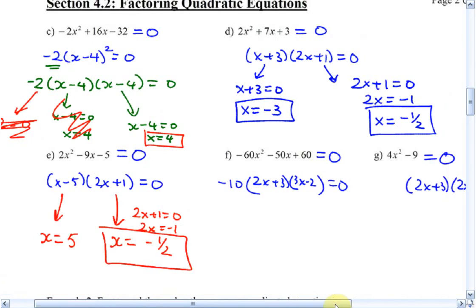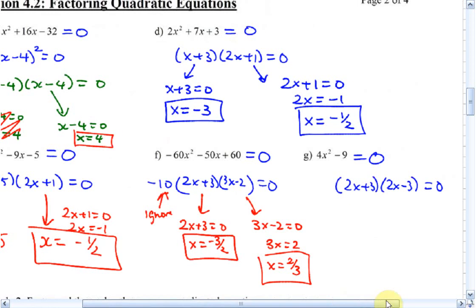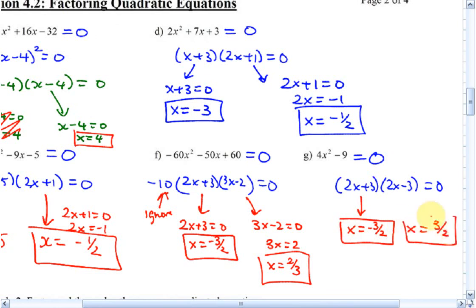Next one, F. Once again, that negative 10, ignore. It doesn't make a difference. So just solve 2x plus 3 equal to 0. So x equals, I believe, negative 3 over 2. And this one over here, make 3x minus 2 equal to 0. Solve for x. X equals 2/3. Okay? And last but not least, how about this one over here, the difference of squares? This becomes, and I'll just give you the answer, negative 3 over 2. And this one becomes, I believe, positive 3 over 2. Okay?